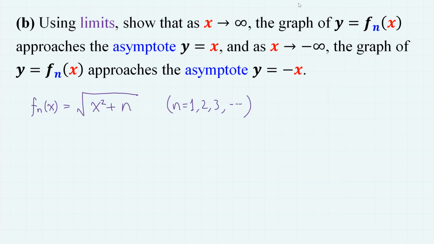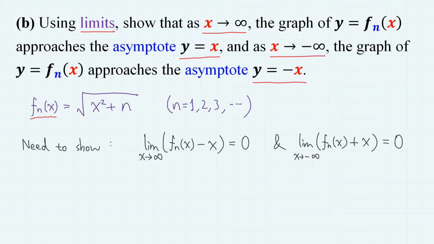And now the limit and asymptote problem. Here, using limits, we have to show that every f_n(x) has asymptotes y equals x and y equals minus x as x approaches infinity and negative infinity respectively. This seems complicated, but actually it suffices to show that the limit of f_n(x) minus x as x approaches infinity equals 0, and the limit of f_n(x) plus x as x approaches negative infinity also equals 0, indicating the asymptotes y equals x and y equals minus x respectively.